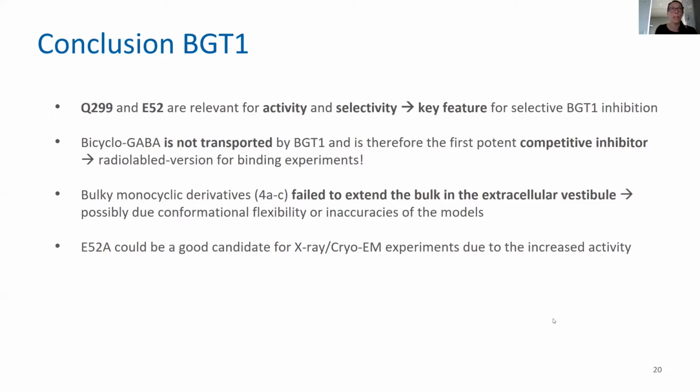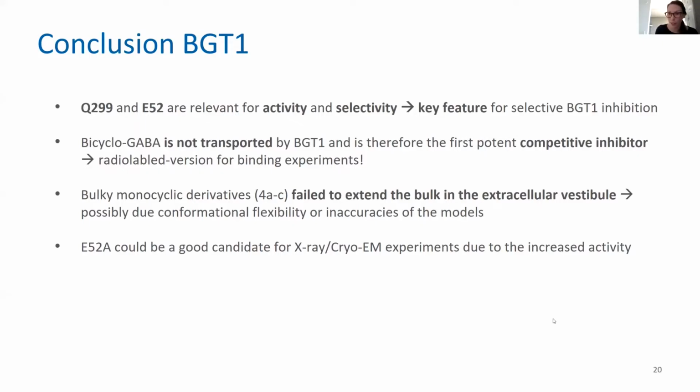So as I said, we already found that glutamine particularly, and also that glutamate 52 are relevant for activity and selectivity. So we now believe, and we know, that there are key features for BGT1 inhibition. Then something that I haven't shared with you yet, but which is pretty exciting, is that bicycle GABA is not transported by BGT1. So our collaborators performed some so-called FMP assays, and they could see that bicycle GABA is not transported inside the cell.